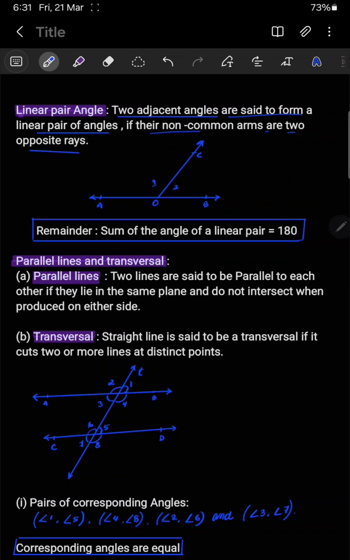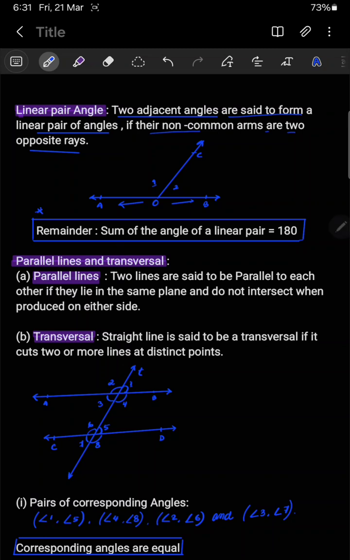So what do non-common arms mean? If you see here, OC is common for both angle 1 and angle 2. So the non-common ones are OA and OB. And you see they are opposite rays. One is moving to the left side and the other is moving to the right side. So you can see both are opposite. If your non-common arms are opposite rays, then you can say these angles form a linear pair.